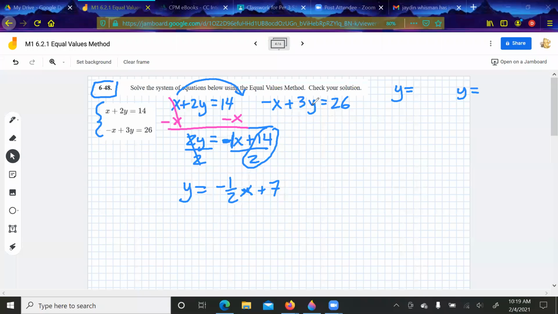All right, we need to do the same thing with this equation. Solve it for y, get it to be y equals, just like this one, right? So let us again bring the x over to the other side. Let's add x.